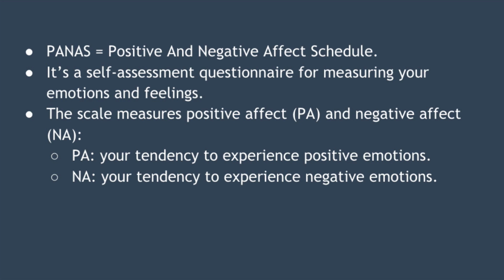Now, the PANAS scale is broken into two sections to measure what's called your positive affect and negative affect. Positive affect means your tendency to experience positive emotions, and the higher your positive affect, the more prevalent these positive emotions are. Negative affect is the opposite and refers to the level of negative emotions you might be experiencing. Now, it should come as no surprise that people whose positive affect outweighs their negative affect are more positive and resilient in general and better able to handle challenging circumstances in a more positive way.